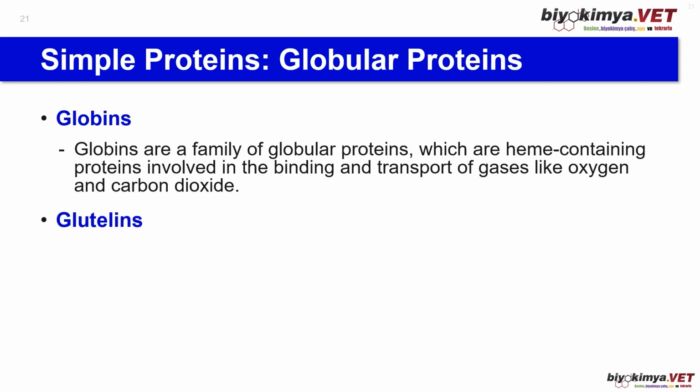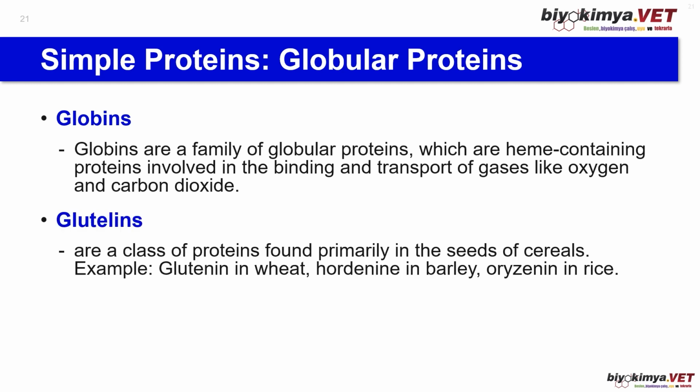Glutelins are a class of proteins found primarily in the seeds of cereals. Glutelins are storage proteins, meaning they act as a reserve of amino acids for the plant embryo, used during germination and early growth. Some examples are glutenin in wheat, hordenin in barley, and oryzenin in rice.